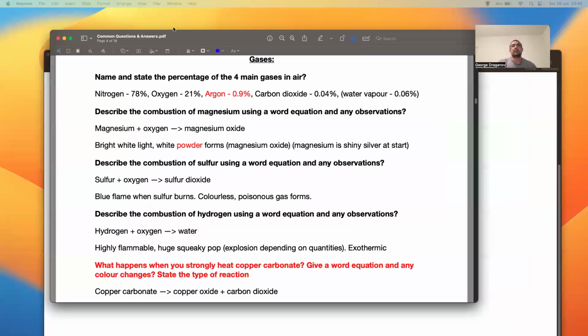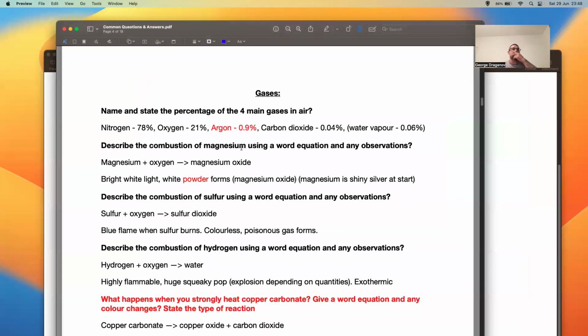So in summary here, let's have a look. These are short, discrete answers. Nitrogen 78, oxygen 21, argon 0.9, and carbon dioxide 0.04. The rest being water vapor and other gases, trace gases.